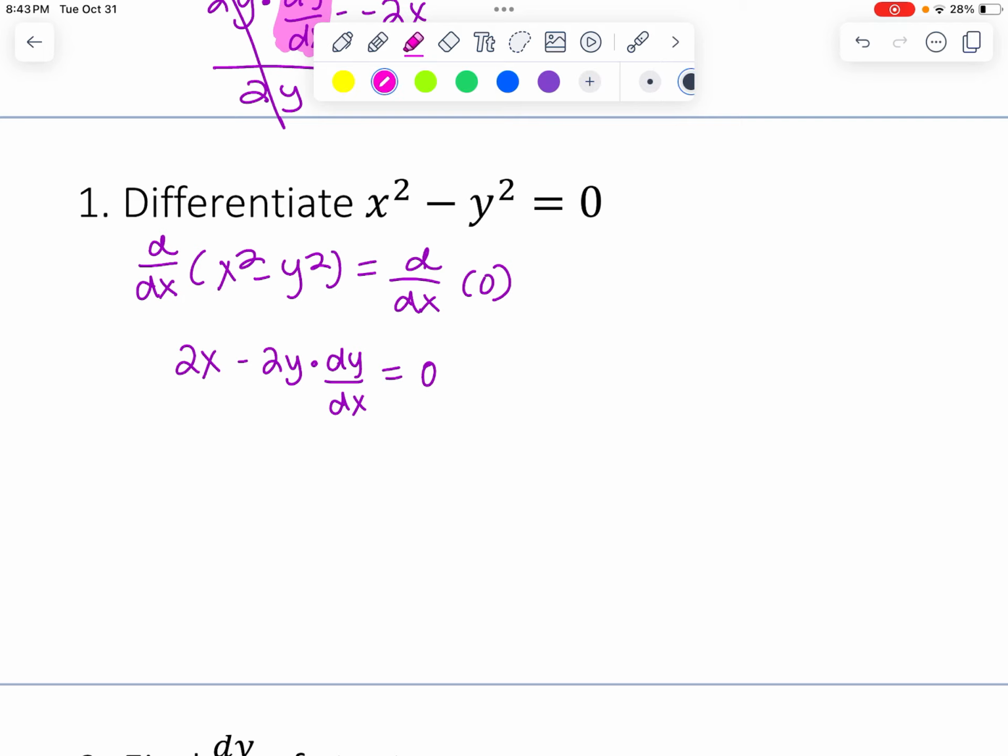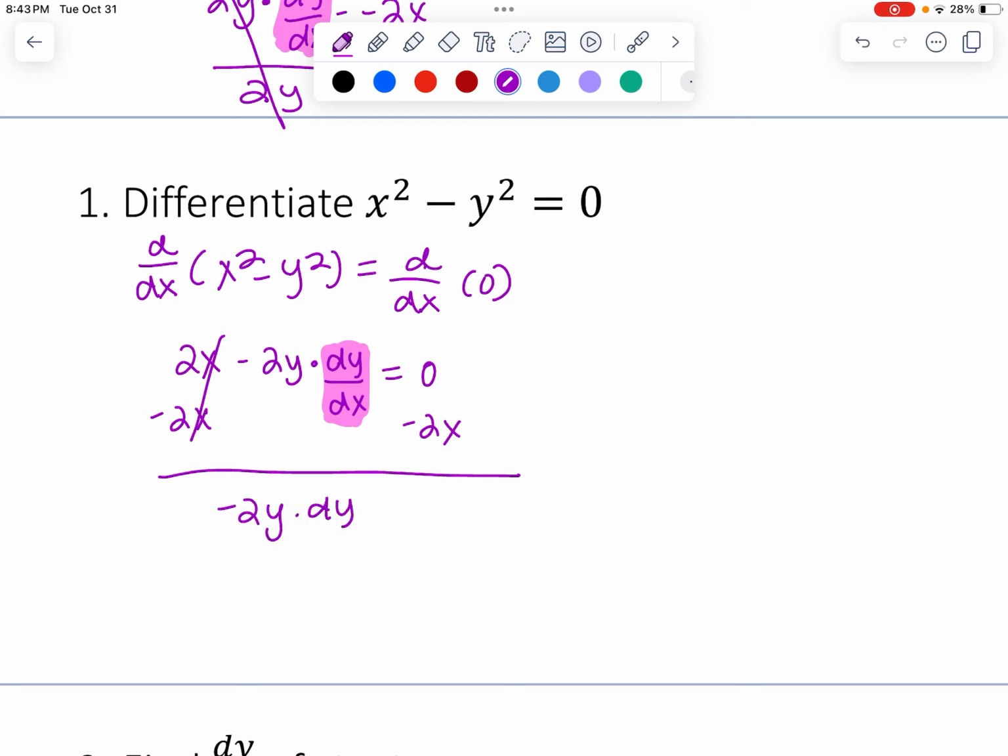And then I'm just trying to get dy dx on a side by itself. So I'm going to move everything that's not dy dx over. So this will give me negative 2y times dy dx over negative 2x.